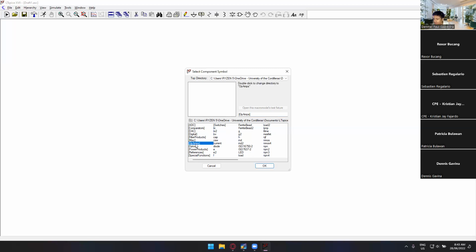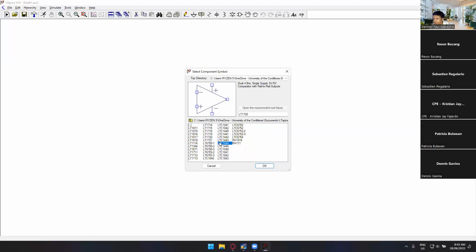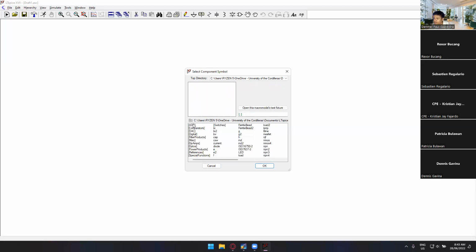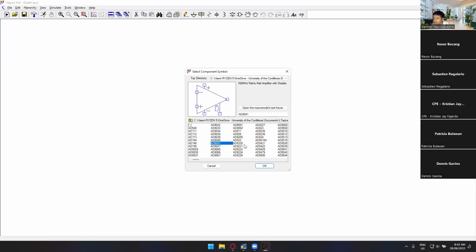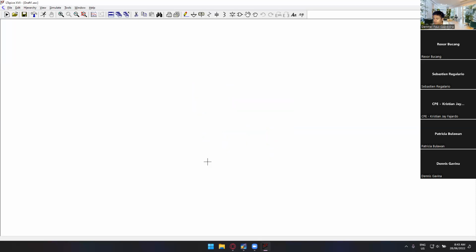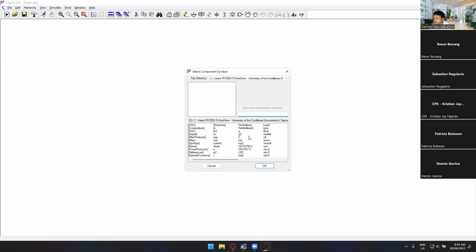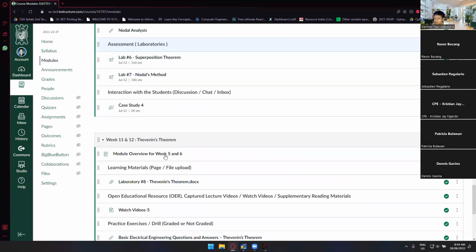Generator. This one? Load? Is it a load maybe? With an arrow inside. So it's the lab for superposition and nodal method.